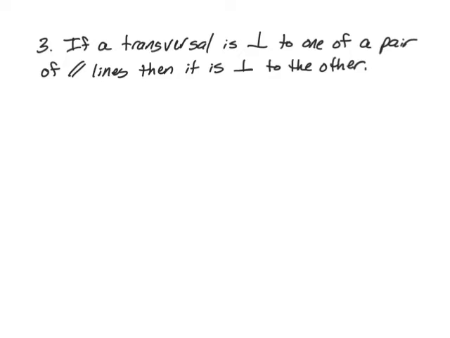Okay, the third theorem that we're going to talk about today: if a transversal is perpendicular to one of a pair of parallel lines, then it is perpendicular to the other. So that's kind of the opposite of what we just said, or the converse. So I have a pair of parallel lines. This time I'm starting with parallel lines. And let's say this is X and this is Y.